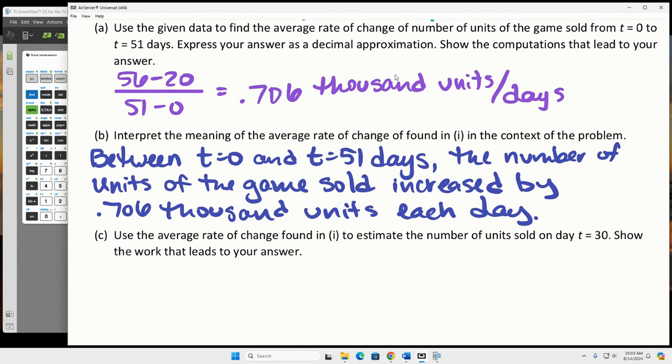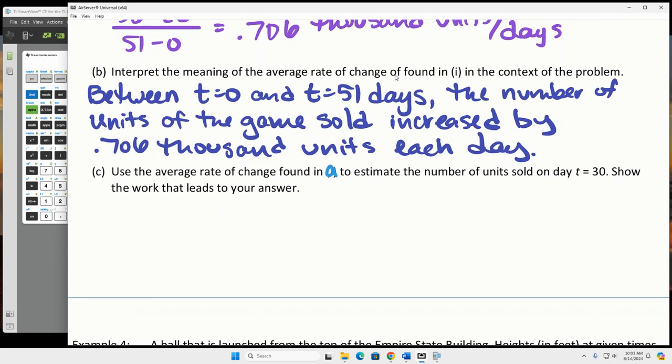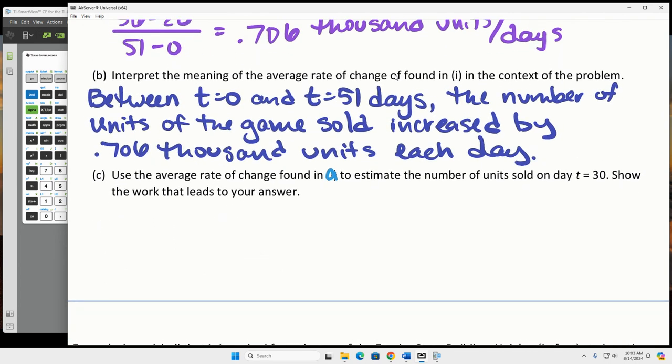And then on C, we're going to use that average rate of change we found back there at A. I put I, but it technically should be A. To estimate the number of units sold on day 30. And we're going to show the work that leads to the answer. So this is another one. No work means you're not going to get it. And so what I would do is I would write a secant equation, since that's what we're practicing today.